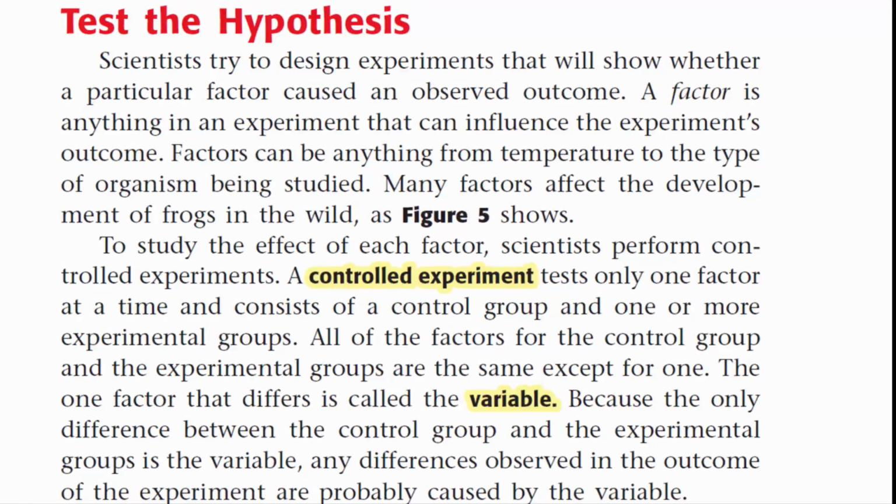Test the hypothesis. Scientists try to design experiments that will show whether a particular factor caused an observed outcome. A factor is anything in an experiment that can influence the experiment's outcome. Factors can be anything from temperature to the type of organism being studied. Many factors affect the development of frogs in the wild, as Figure 5 shows.